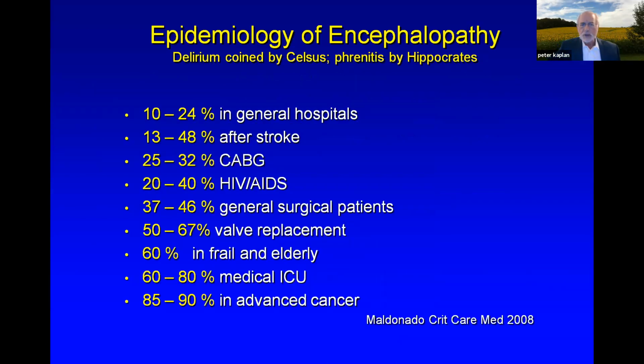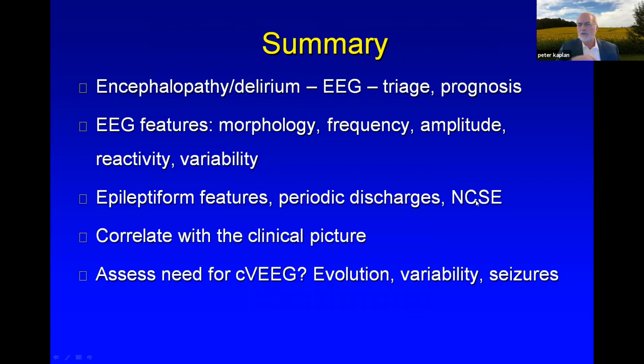All right. We will cover then the aspect on EEG and touch on prognosis. We will look at the shapes of the waveforms, which is morphology, frequency, reactivity, and amplitude. And we will look at some epileptiform features and how we correlate with the clinical picture.